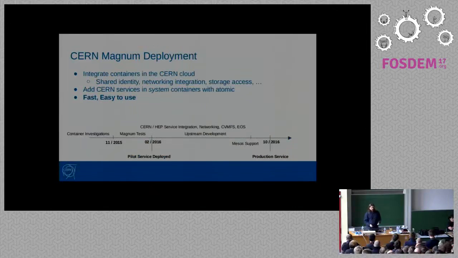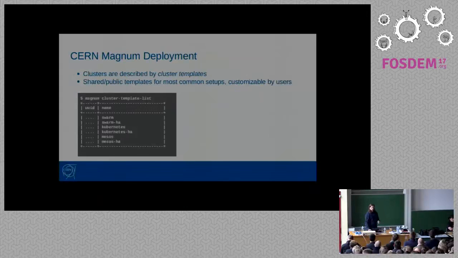So this is a history of Magnum at CERN. We started looking into it in 2015, and in the beginning of 2016 we had the first pilot service, and later last year, we opened it to all users. So we modified, as I said, with cluster drivers a bit the upstream Magnum to support HEP services such as CVMFS and EOS, which mounts data from the LHC, and we investigated how to do that with system containers with Atomic, so if you want to have a look.